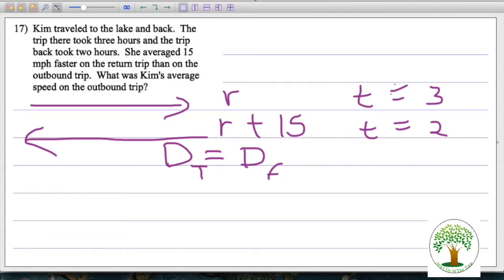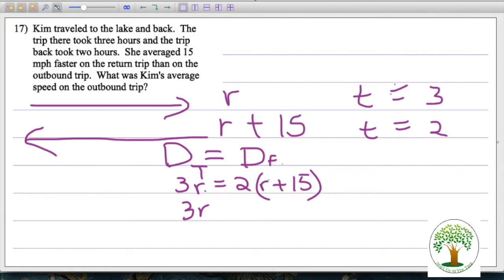Let's try it. We have 3t on this side. That was these two. And now, how are we going to write that second one? Can we write it like this? Be careful. We cannot. We must put some parentheses around those.